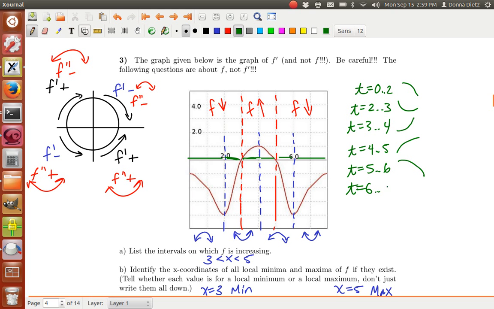Okay, so this little piece, one more. T is equal to 6 to 8. So we have f is decreasing, and we have concave up. So here we are. F is decreasing, concave up. Okay, so now we're going to put all those pieces together and try to make a picture out of that. And each of these are 1 unit long except for the first 2.